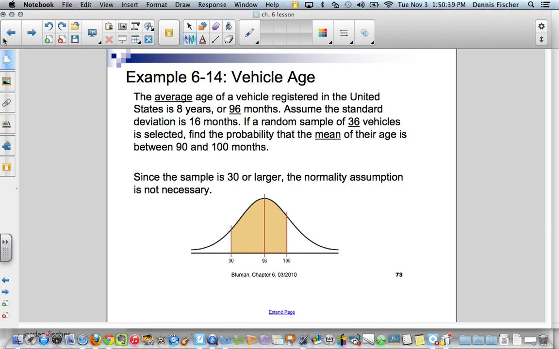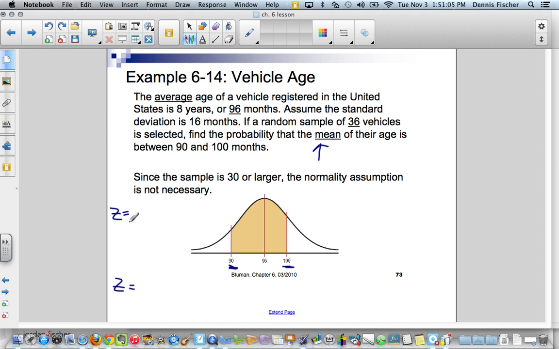100. Okay. First of all, the mean right in the middle here is 96, correct? We've got 90 on this side and 100 over here. So what we need to do now is find the mean of their ages. As the mean of their ages, we need to find 2 z-scores, actually. We're going to find 2 of them.